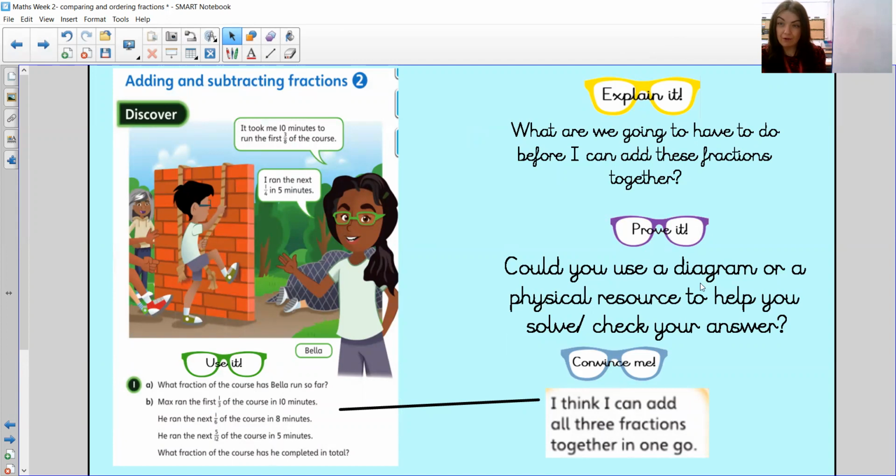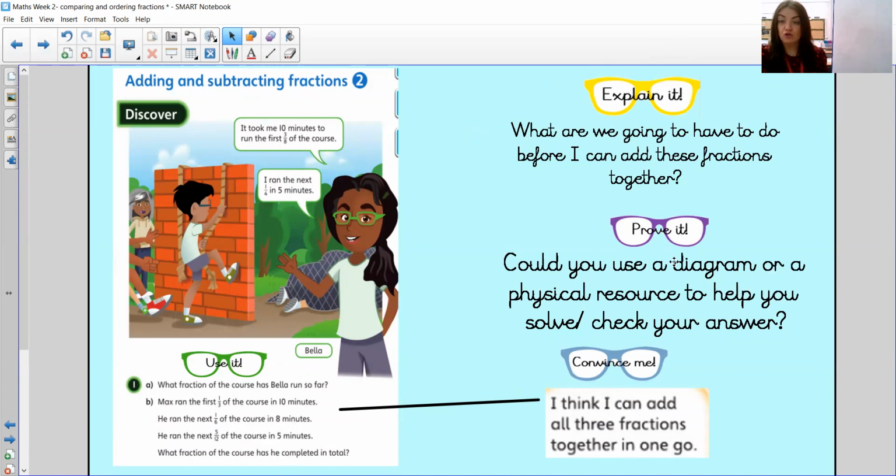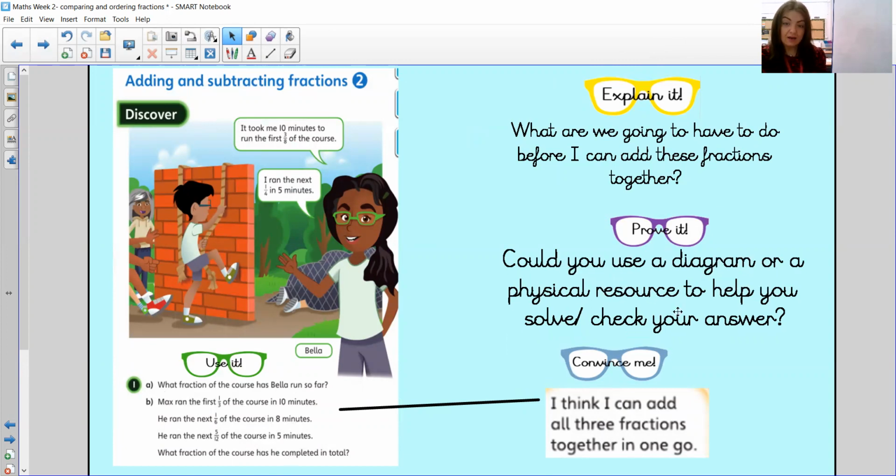Could you draw this diagram? Show me what you've done. Once you've done that one, again, I want you to go back and explain question B. What are you actually going to have to do? What is that number sentence that you're going to be solving? Get yourself an answer, or prove it if you need to draw your diagram to help you get the answer.